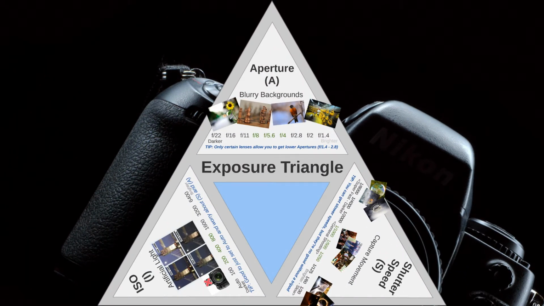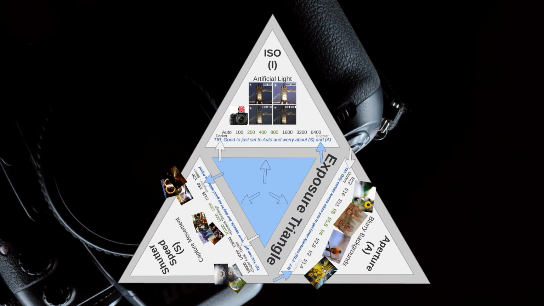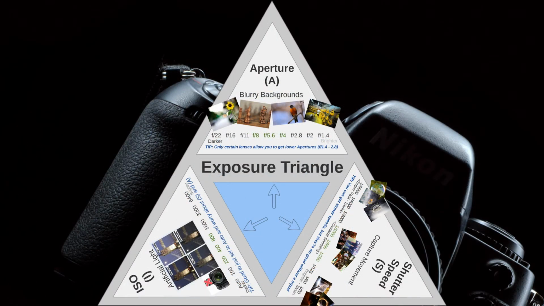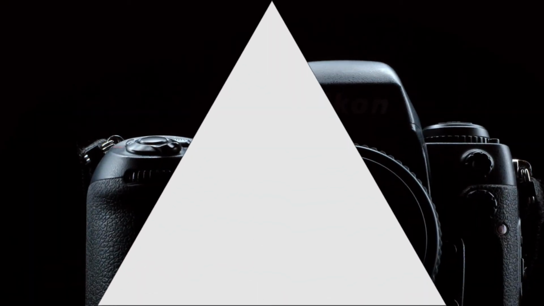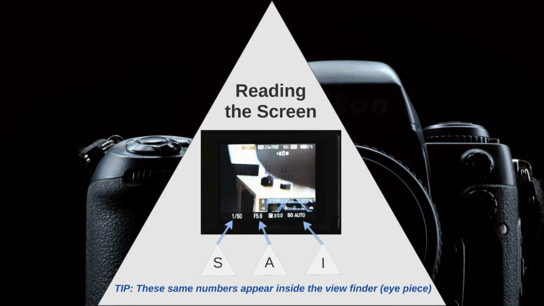Just remember, aperture determines how much is in focus, like those blurry or not blurry backgrounds. ISO creates light when there isn't much, and shutter speed captures movement. The triangle is forever rotating, meaning each one is as important as the other, and you don't necessarily start adjusting from aperture or from ISO or from shutter speed. So let's have a look at your camera screen to show you how you see the settings. They're on the LCD screen, here, here, and here. You can also see these settings inside your viewfinder.